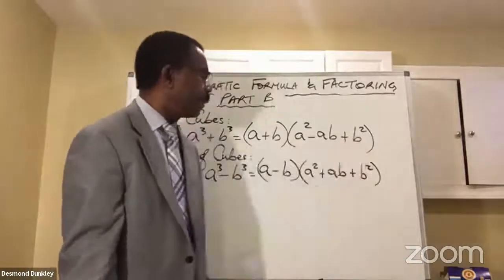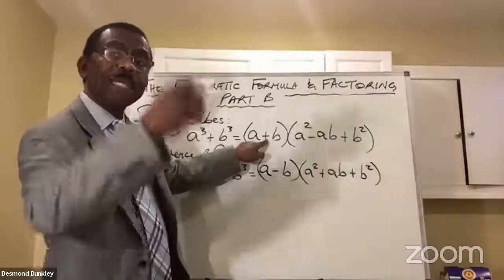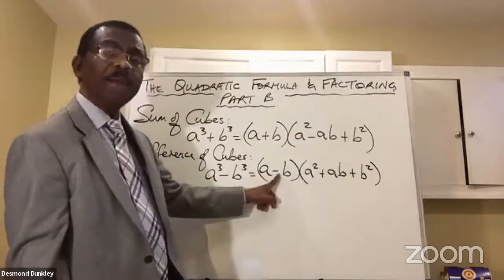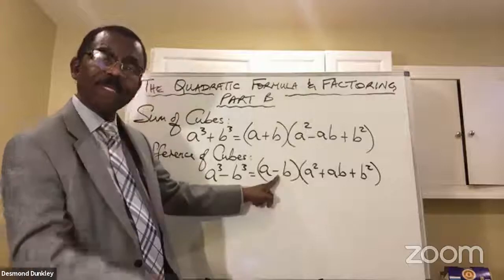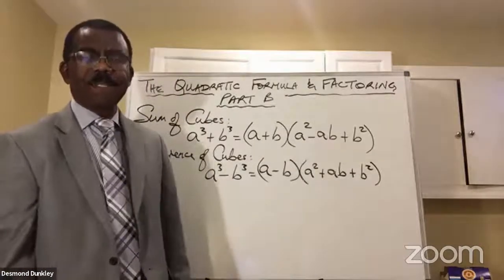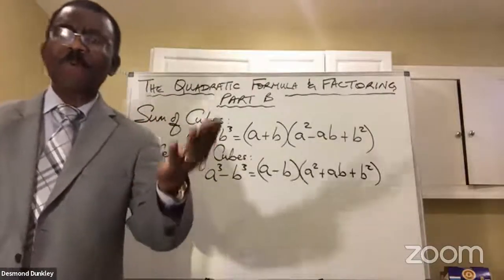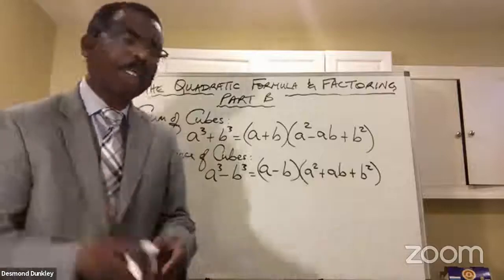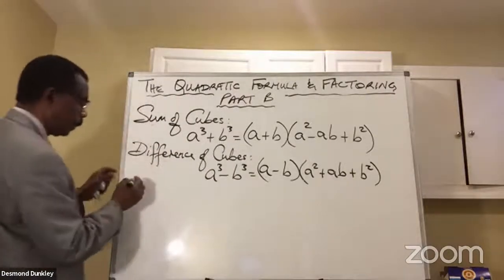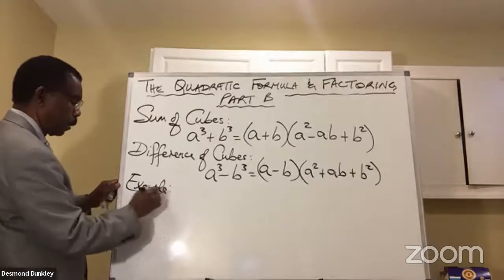And then if it's a plus here, in order for the middle terms to cancel out, this has to be a minus. If it's a minus here, in order for the middle terms to cancel out, this has to be positive. That's it. So now I'm going to go into how we factorize sum of cubes, do some examples, and you can see what's going on. So, example.